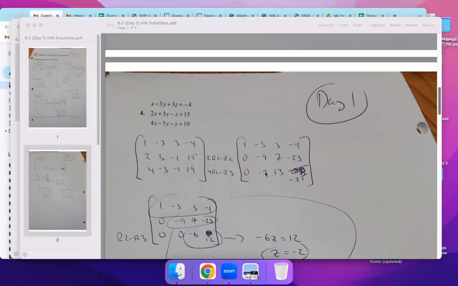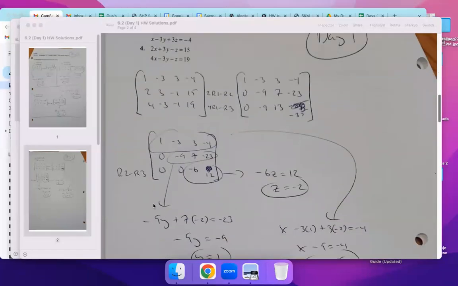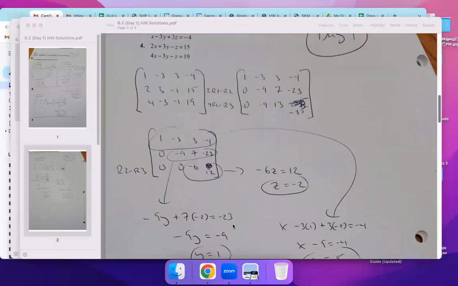But of course, R3 loses it because I'm changing R3. So you also have to decide which one you want to change. It's up to you. I could have done R3 minus R2 and had R2 altered. But the way I have it here, I have -6z equals 12. So z is -2. Then I could throw it back into the second row, which is -9y plus 7z equals -23. Y is 1, and then solve for x.